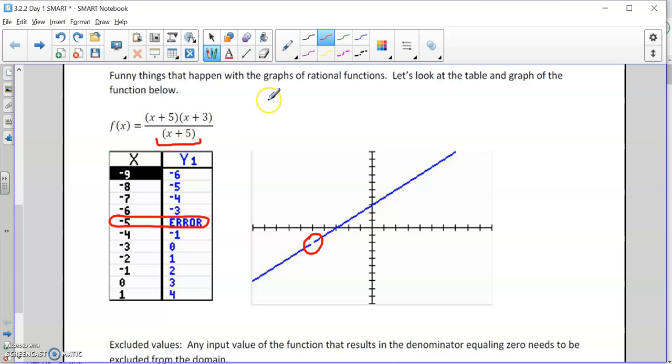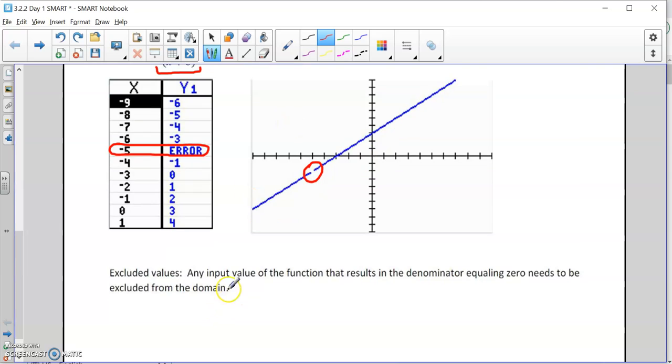By testing some stuff out, you could probably pretty quickly realize that -5, if we plugged that in, plus 5, indeed equals 0. So this -5 here becomes a hole in the graph because we're not allowed to use it as an actual x value because it gives us 0 in the denominator. Okay, so that's where you get an excluded value from. It's any input that results in the denominator equaling 0, and so we exclude it from the domain, which is why there's an error here.